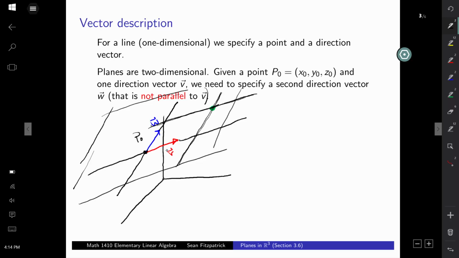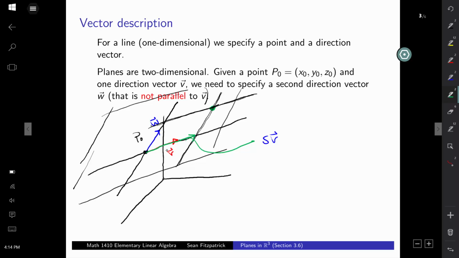So one way I could do this is I could say, well, I have this vector here, which is parallel to v. It's in the same direction as v, but I had to make it slightly longer. So I could say that's some scalar multiple of v. So maybe I say that's s times v. It's some multiple of v.